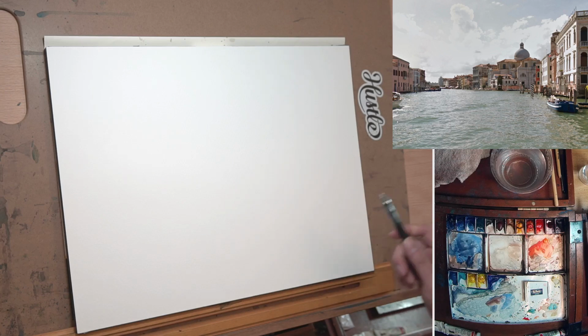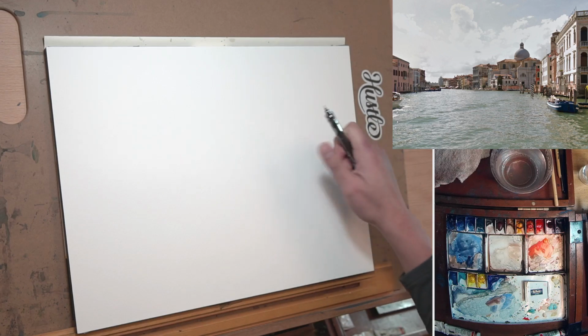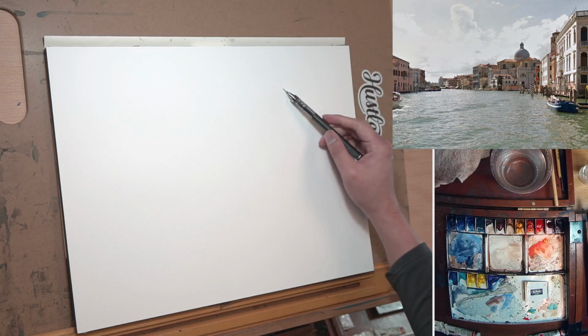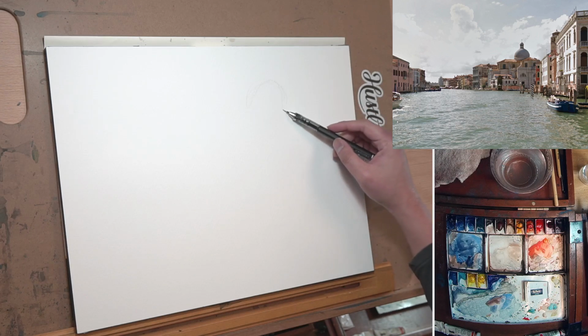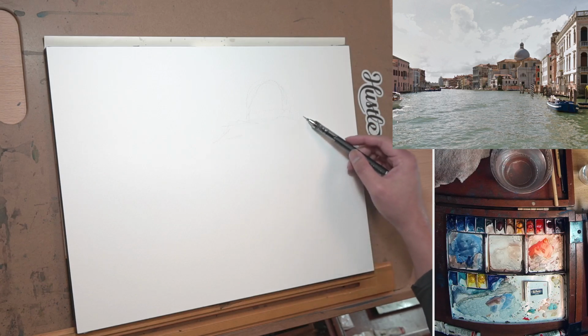Okay, just turn on a little bit of background music so it's not just my voice. The most important shape is definitely the dome in the background. That's the most important shape right here. So I'm just going to draw that in very quickly. I'm drawing very light because I'm not ready to commit anything just yet.